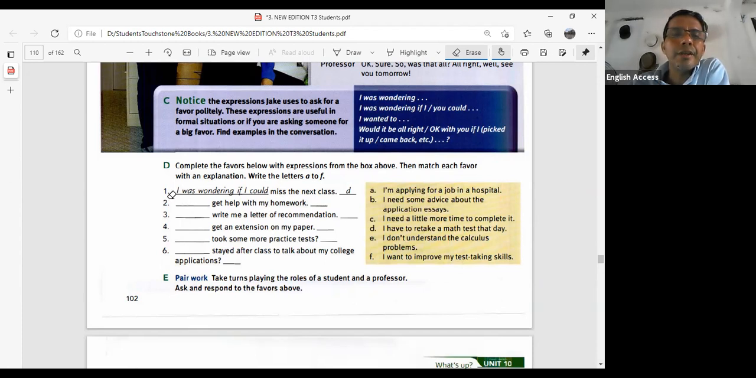Number 1 is already answered. I was wondering if I could miss the next class. That's letter D. I had to retake a math test that day. So this is the answer, like the reason. Remember, you have to use one of these. And this is the reason why you're asking the favor. The reason or the explanation. Okay, let's do it, please.